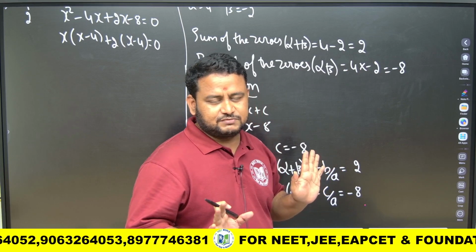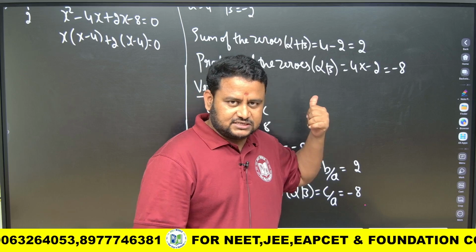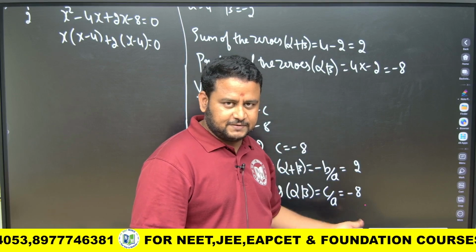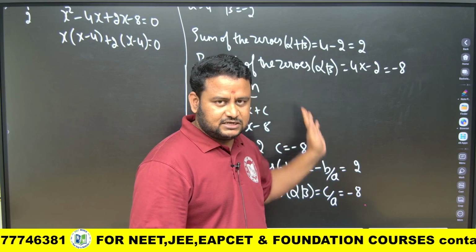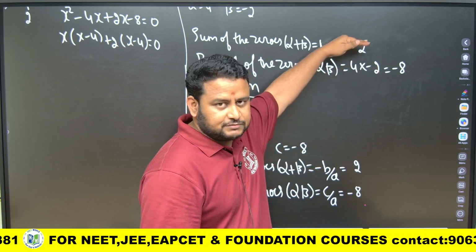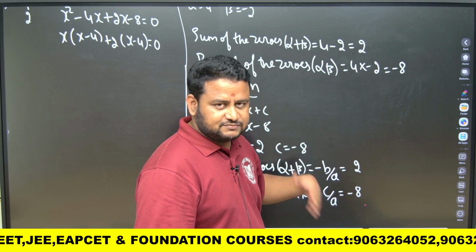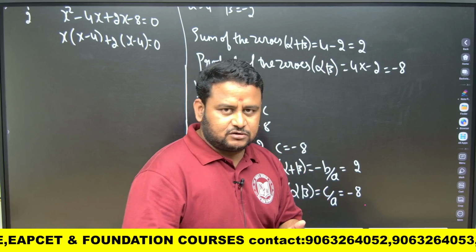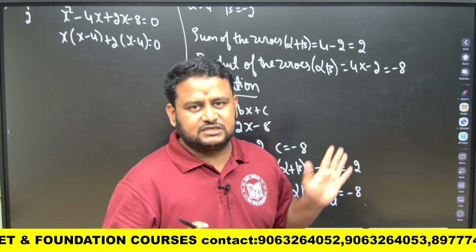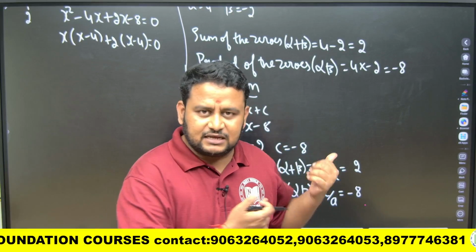So hence it is verified. Sum of the zeros, that is alpha plus beta, is equal to minus b by a, and product of the zeros, that is alpha beta, is equal to c by a. It is verified because we got 2 here, here also 2, we got minus 8 here, here minus 8, that is, with respect to the sum of the zeros and product of the zeros respectively, we got the same values. Okay, so the question is verified.